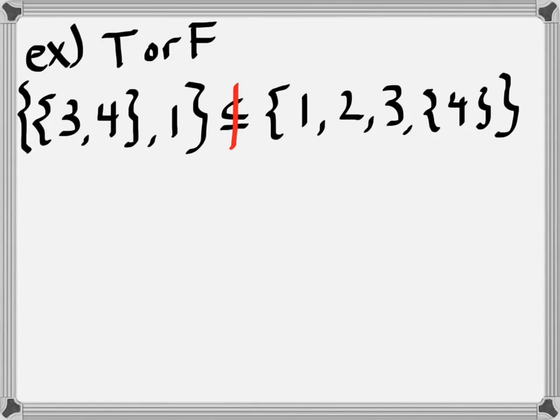Here's another question, true or false? The set consisting of the elements 3, 4, and 1 is a subset of the set consisting of 1, 2, 3, and the set {4}. This is false because the set on the left has 3 elements, while the set on the right has 4 elements, 3 of which are numbers and one of which is also a set.